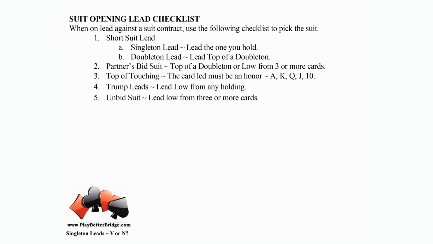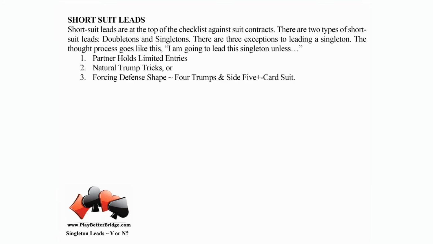But then there are 3 exceptions. So what I want you to do is you say to yourself, I'm going to lead this singleton unless one of these 3 exceptions apply. First exception has to do with the number rule. You do your number rule, right? Defender's checklist, you review the auction, you do your number rule, and you find out that partner has limited entries.